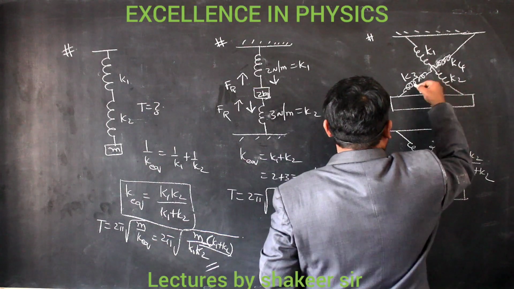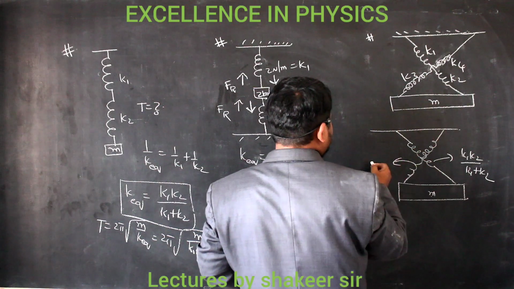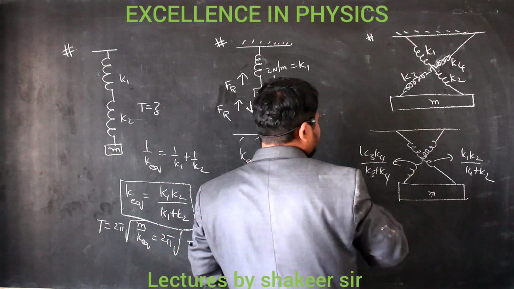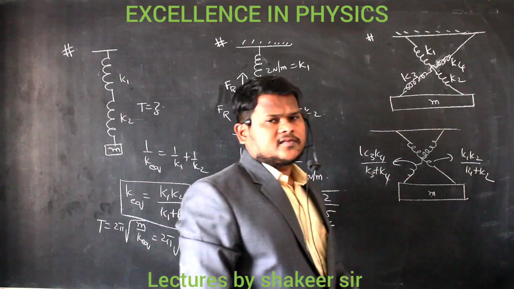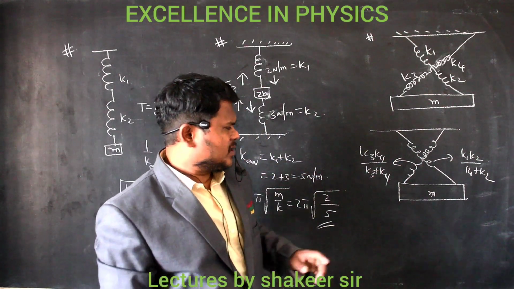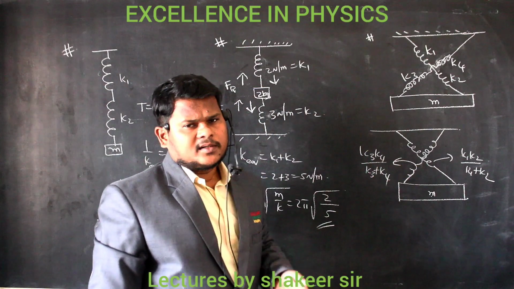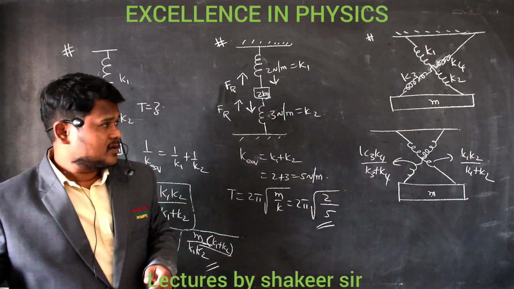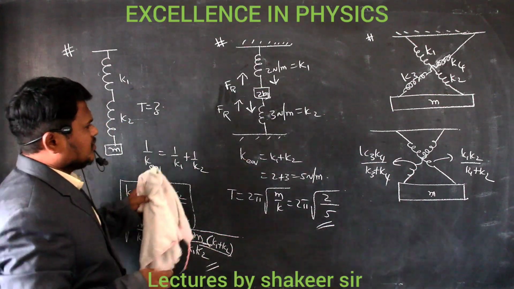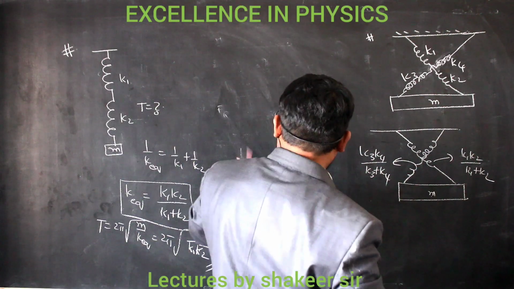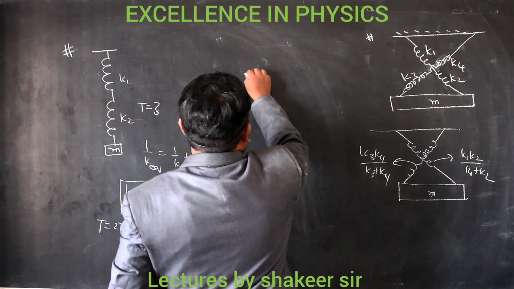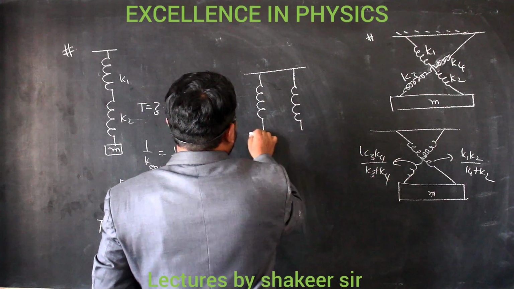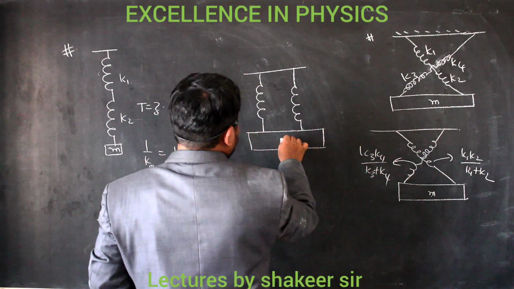Similarly, these two springs are connected in series, no? So what is the total of this combination? K3 K4 divided by K3 plus K4, because 1 by K equivalent is equal to 1 by K1 plus 1 by K2. Clear? Now this spring and this spring are again in parallel connection. If they are in parallel connection, then how can I draw a diagram? Let us try to draw. If both of them are in parallel connection, then I can draw like this. This is one spring, this is another spring, and both of them are connected to this mass of m.